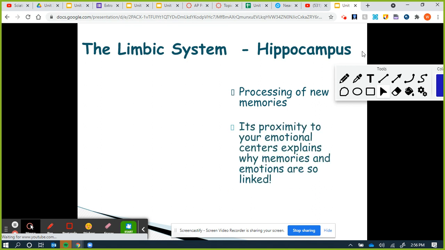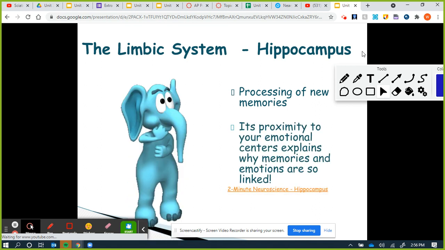The hippocampus. The hippocampus is responsible for the processing of new memories, particularly, if we remember from the memory unit, explicit memories, things that we can consciously remember. The hippocampus does not store them. It processes them and sends them out to the correct area of the brain to be stored. Memories are stored all over our brain. Most of them stored in the frontal lobe.